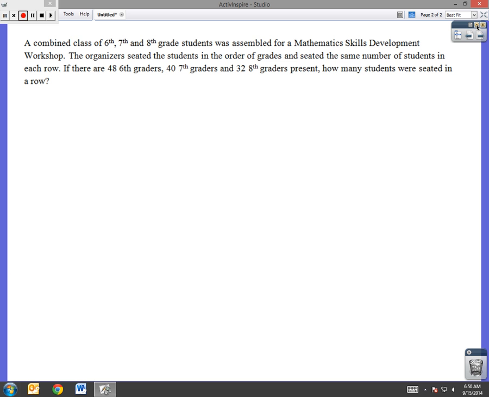A combined class of 6th, 7th, and 8th grade students was assembled for a mathematics skills development workshop. The organizers seated the students in the order of grades and seated the same number of students in each row.